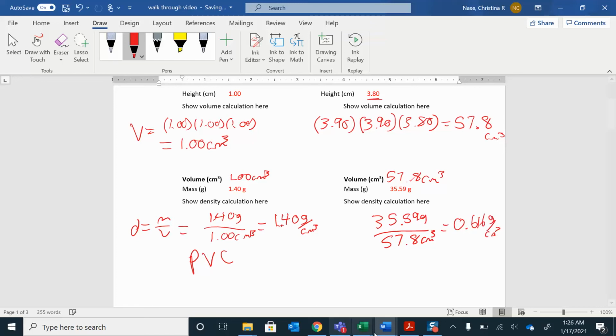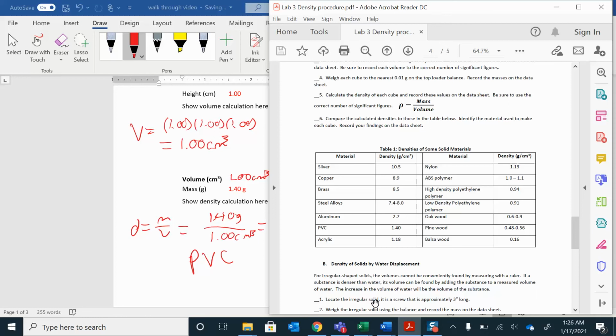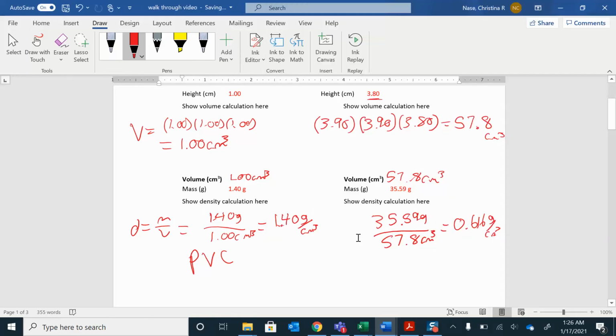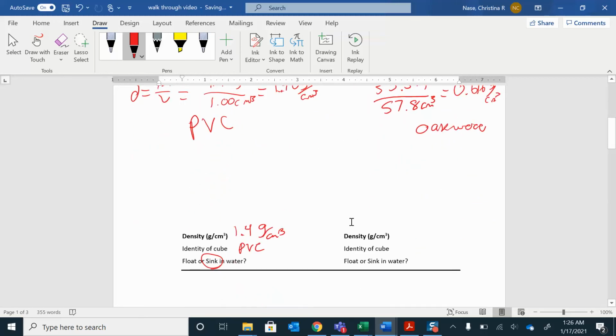So now I can look that up in the table. Just go back over to my lab. 0.616. So oak wood is in that range, right? 0.6 to 0.9 is going to give me oak wood. So I would assume that this guy is probably oak wood. Okay, so 0.616 grams per centimeter cubed. I think this guy is oak.